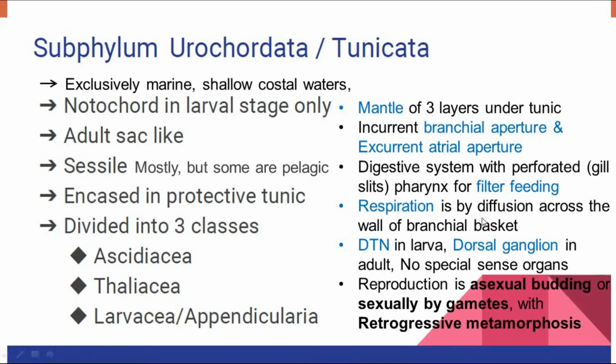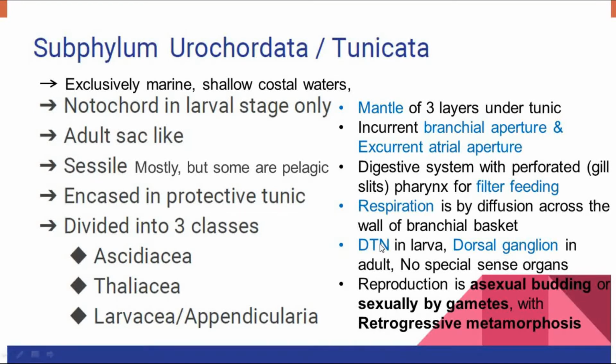Then respiration is by diffusion across the wall of the branchial basket. We have already discussed in the general characters of the chordate that the tissues associated with the slits have vasculature, and the oxygen in the water taken in will be diffused into this vasculature. That is what is called diffusion, and the respiration occurs by diffusion across the wall of the branchial basket or pharyngeal basket.